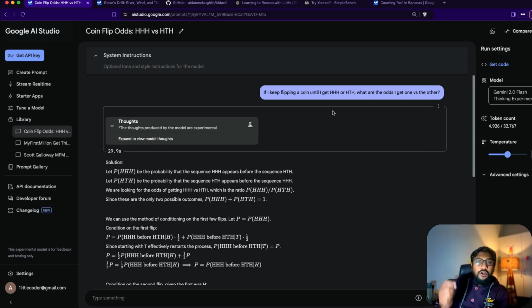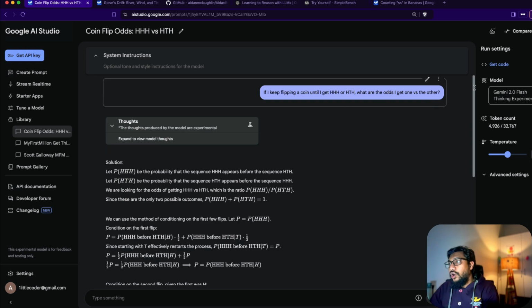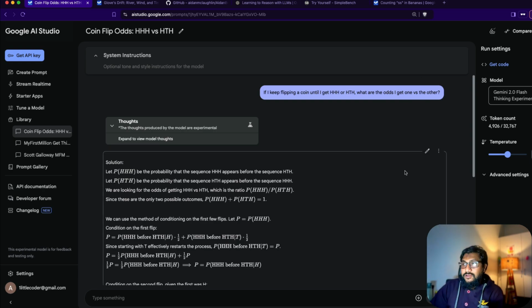If I keep flipping a coin until I get HHH, head, head, head, or head, tail, head, what are the odds I get one versus another? I felt this is a very interesting prompt because I do data science for my job, and a lot of people love for us to build simulation models. For example, when you have to simulate 100 customer support tickets instead of 200 customer support tickets, what kind of situations you would arrive at. And this is a very popular optimization kind of problem.